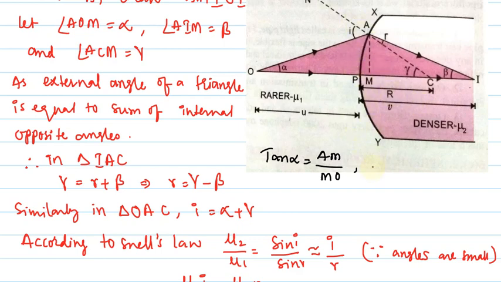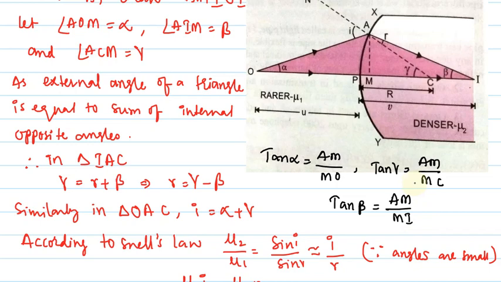In the same way, let us write tan gamma. Tan gamma is equal to, in this AMC, gamma is the angle here, opposite side is AM, adjacent side is MC. So I can write it as AM upon MC. Then tan beta. Tan beta is equal to, the right angle triangle is AMI and angle is at I, opposite side is AM, adjacent side is MI. So I can write it as AM upon MI.